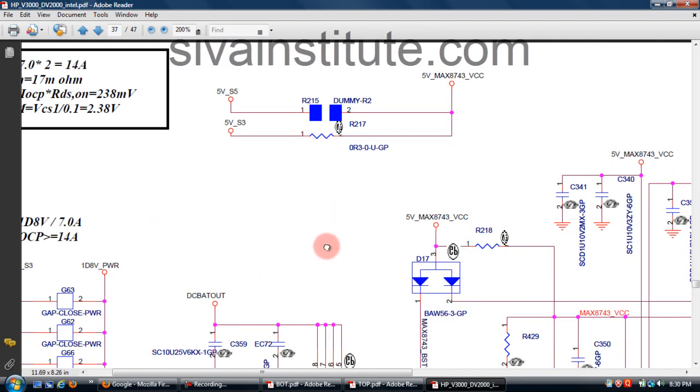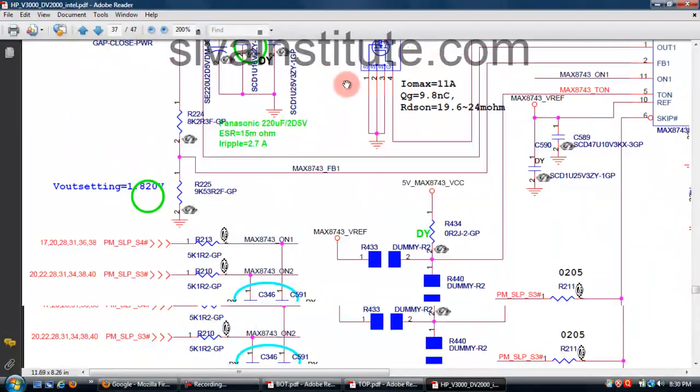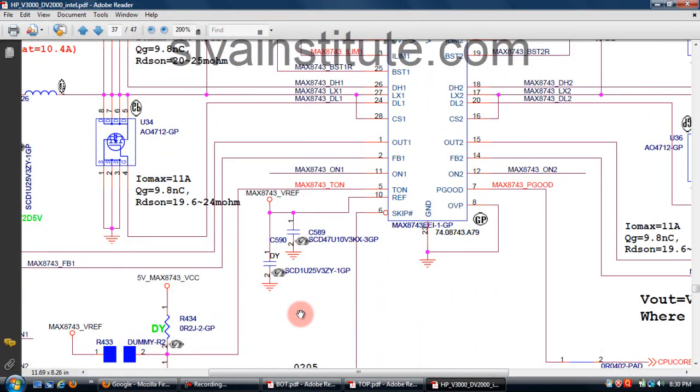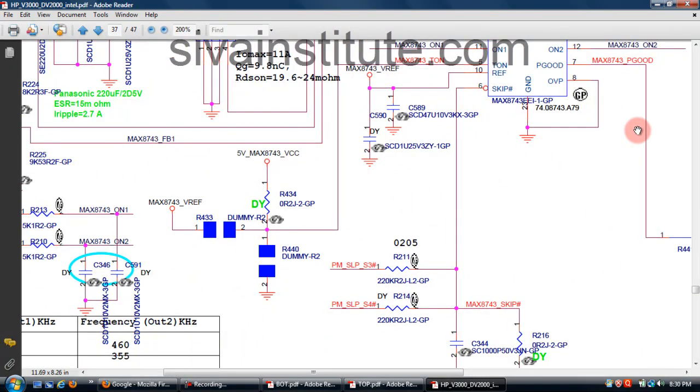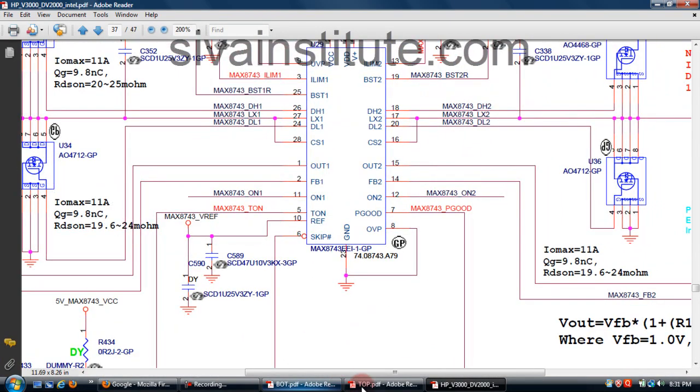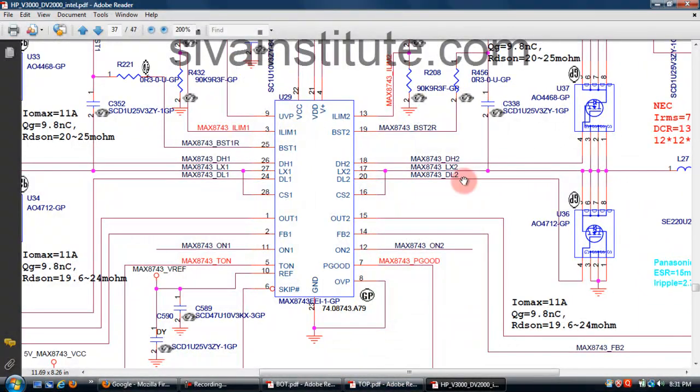Page number 37. This SLP S3 command comes here, MAX8743 ON2. This voltage comes from here to here, pin number 12. This 3.3 volts goes to pin number 12. Immediately this IC releases DH2, the upper transistor gate voltage, pin number 18.